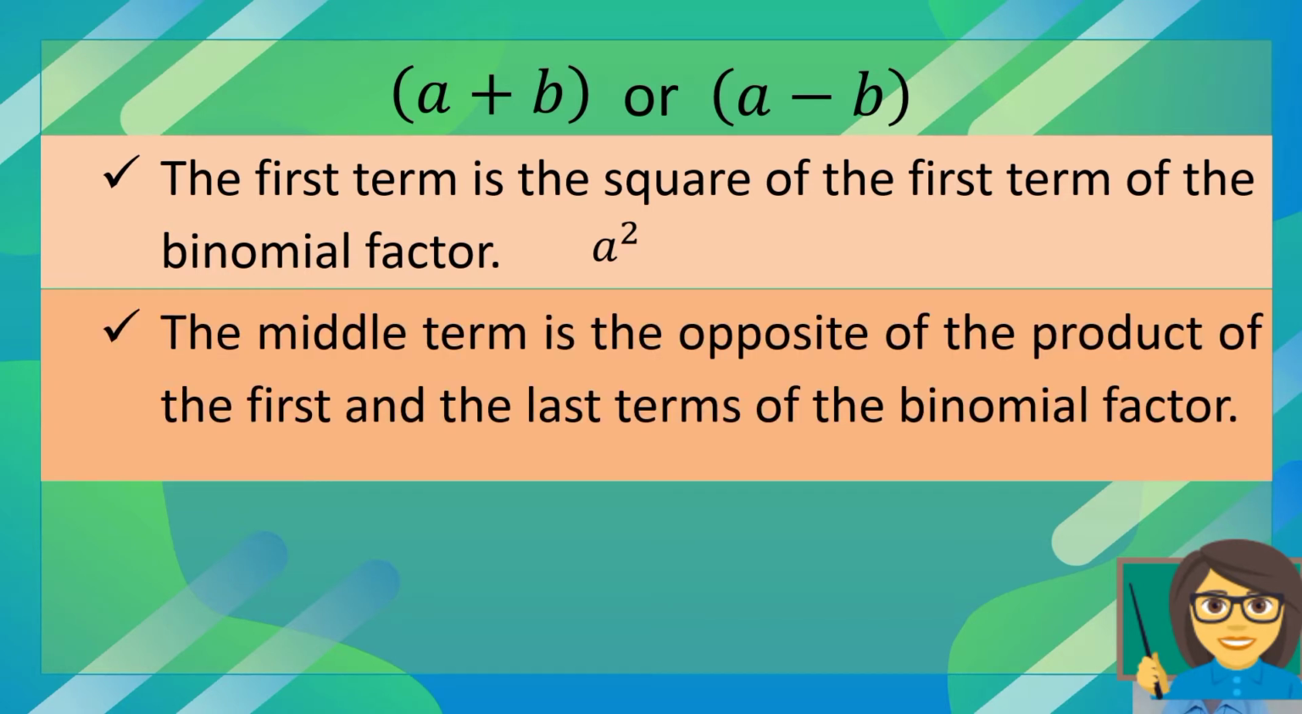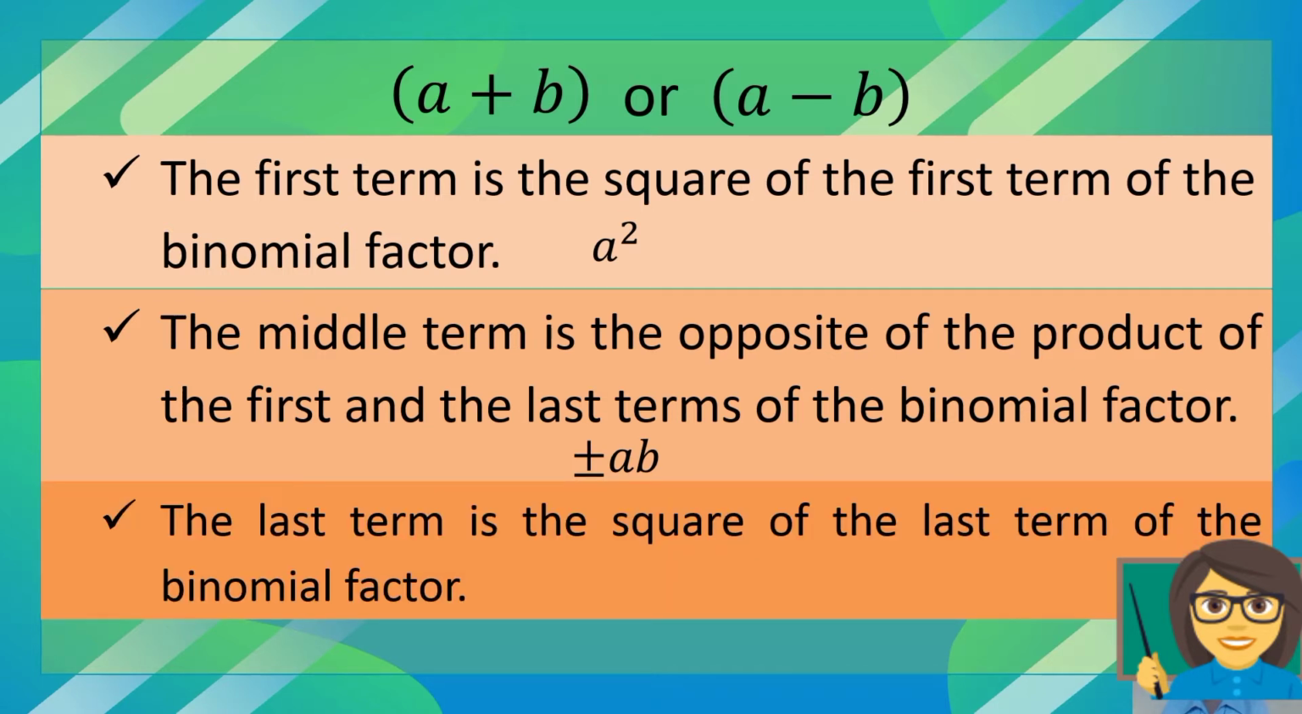Next, the middle term is the opposite of the product of the first and the last terms of the binomial factor. So we get the product of a and b, it's equal to ab. It's either positive or negative. Last, the last term is the square of the last term of the binomial factor. We get the square of b, it's equal to b squared.